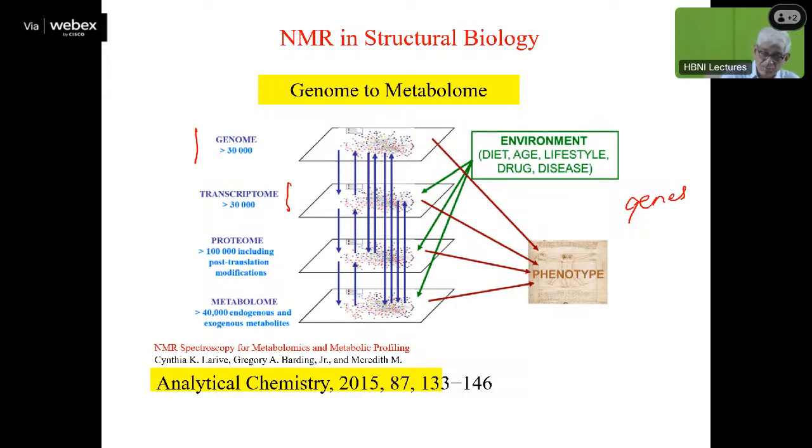So from the DNA you come to the transcript, from the genome you come to the transcriptome, and from the transcriptome you come to what is called the proteome. The proteome is the set of all your proteins, all the proteins inside a cell. So you see here there are 30,000 mRNAs which are produced from the 30,000 genes inside the genome.